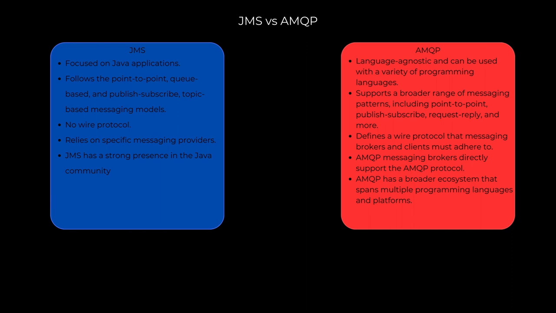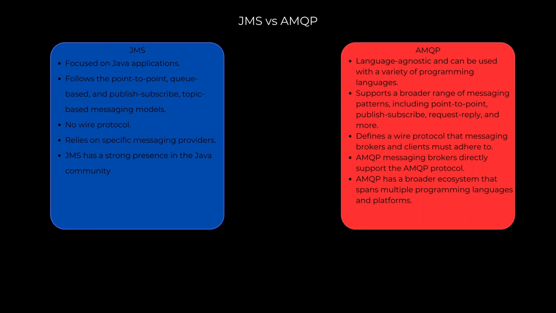Language support. JMS is focused on Java applications. It provides a standardized way for Java applications to communicate using messaging. AMQP is language agnostic and can be used with a variety of programming languages. This makes it suitable for building heterogeneous distributed systems where components are written in different languages.